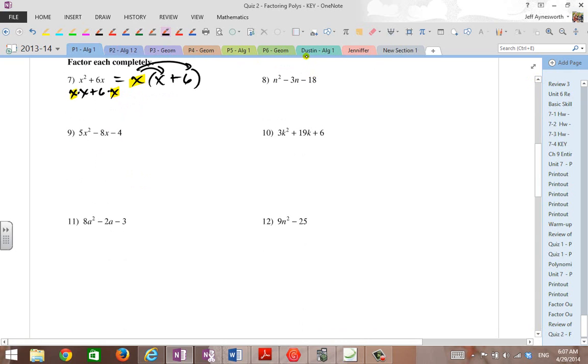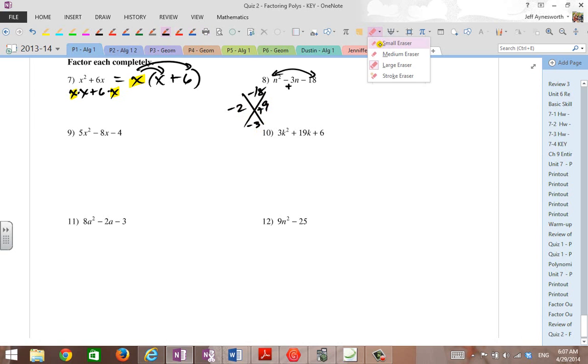Now these next few problems here, these are the ones where you play the little game here. On number 8, negative 18 times 1 is negative 18, and the middle coefficient is negative 3. So what two numbers multiply to negative 18 and add to negative 3? Well, 2 times 9 or 2 times negative 9 is negative 18, but they don't add to negative 3, so bad choice there, right? Even if I make this negative and that positive, it still doesn't work. 9 plus negative 2 is negative 7. So that's a bad choice.